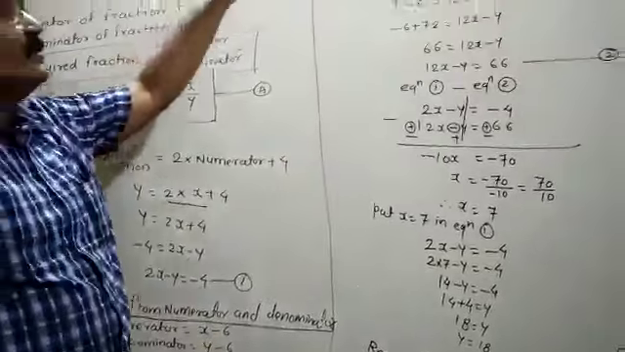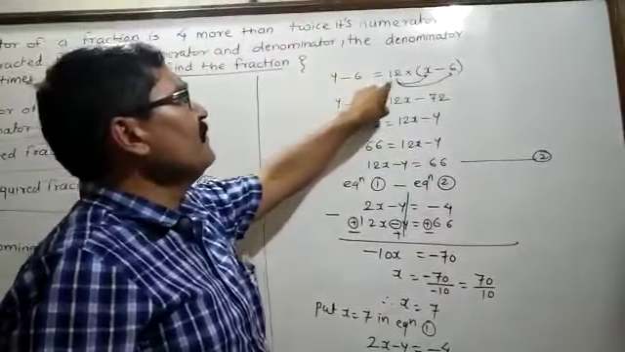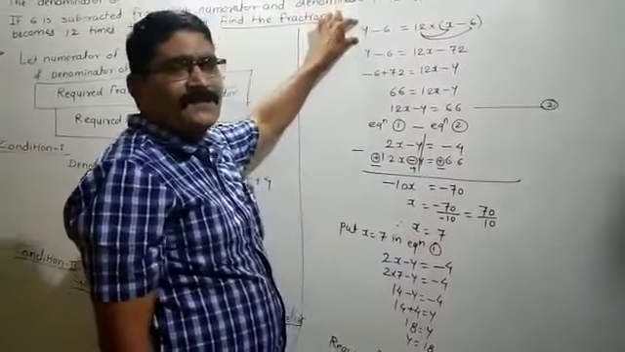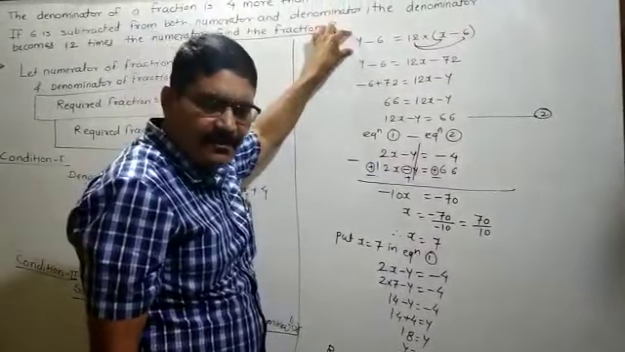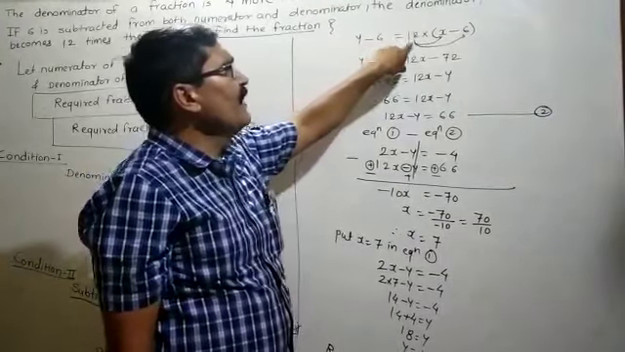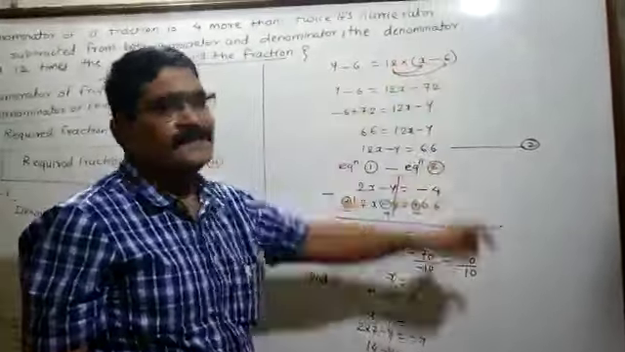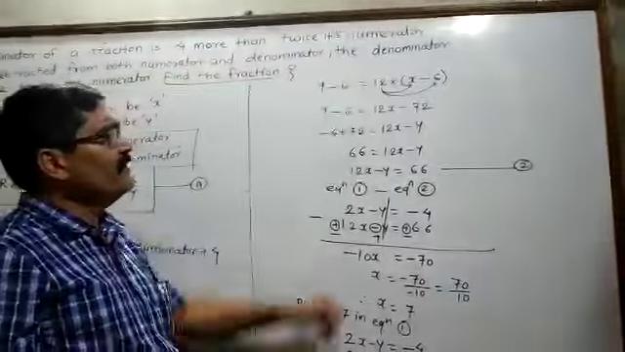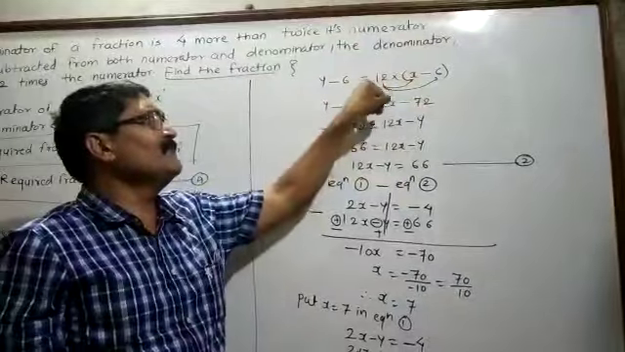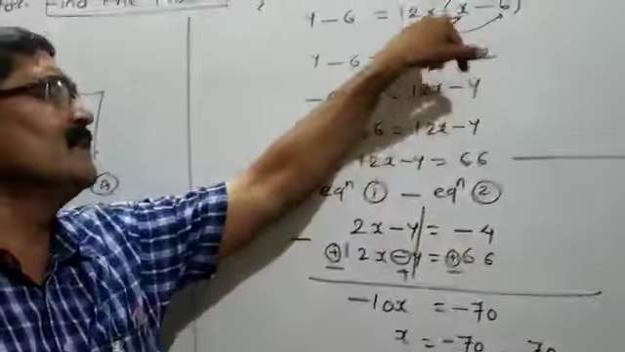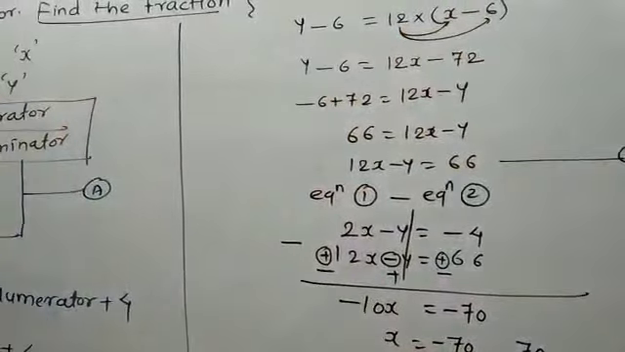Then what you have to do here: y minus 6 is equal to 12 multiplied by x minus 6. You have to read the condition. When we subtract 6 from both the numerator and the denominator, the denominator becomes 12 times numerator. This x minus 6 is the numerator, y minus 6 is the denominator. Then you have to use the distributive law. 12 multiplied by x is 12x, 12 multiplied by 6 is 72.